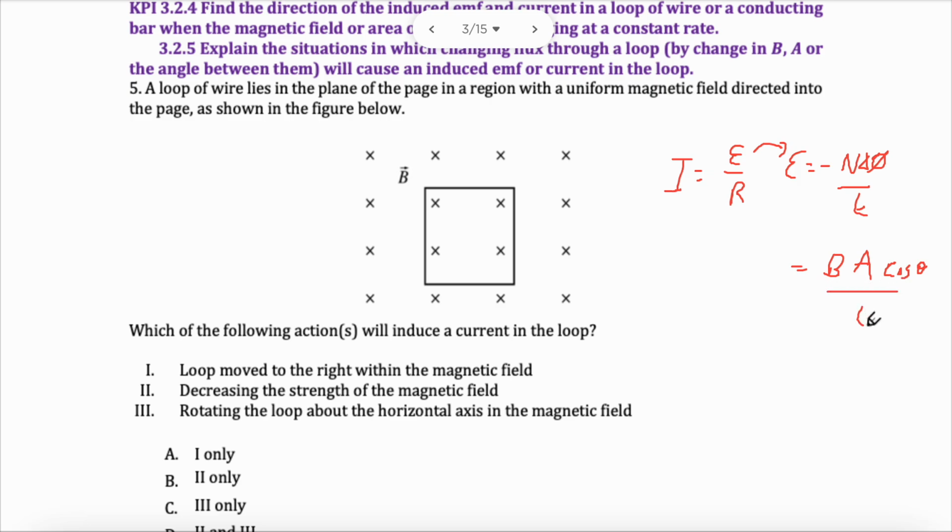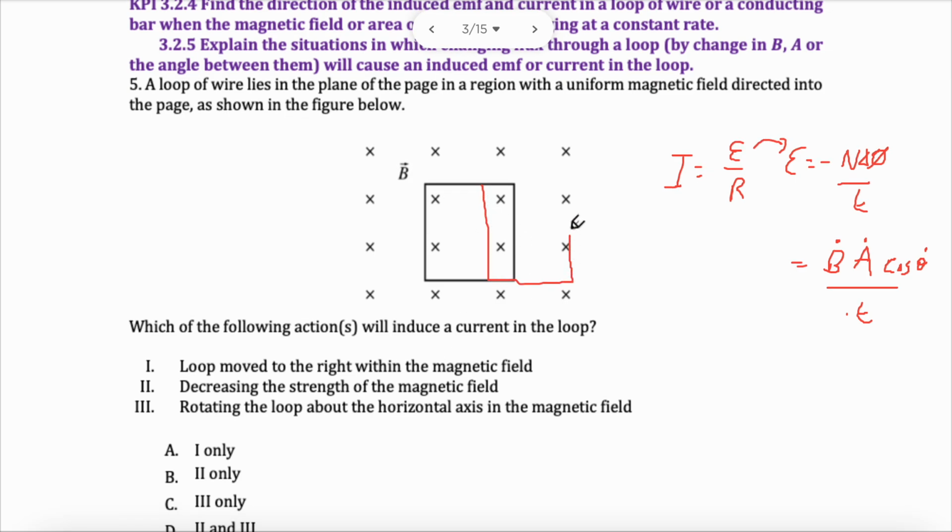I can even change the speed, by the way, that I'm doing it in. So these are the factors that will affect the current flowing through it. Next option: loop moves to the right within the field. If I take this loop and move it within the same field, I am still inside the field. I haven't exited or entered the field. There is no change in flux, so that means nothing will be induced.